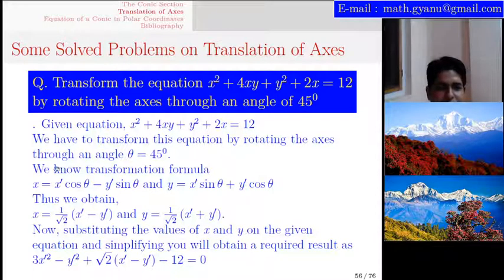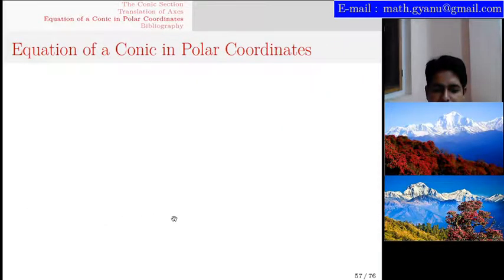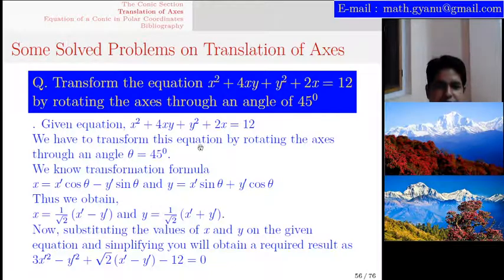Simply you have to know this formula and substitute the value of theta as 45, that is, the value of cos 45 is 1 by root 2, and sin 45 is the same, 1 by root 2. So substituting these values, what will be the value of x? x will be this and y will be another value. Substituting these values in the given equation, you will get the required solution.